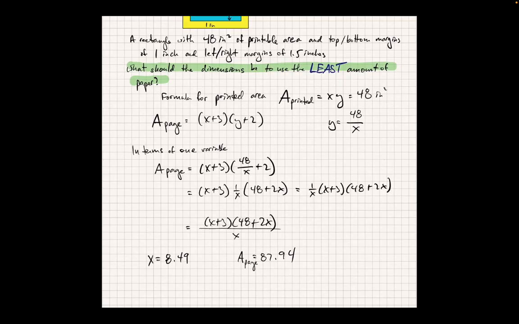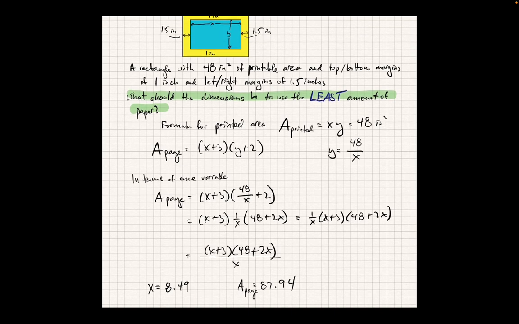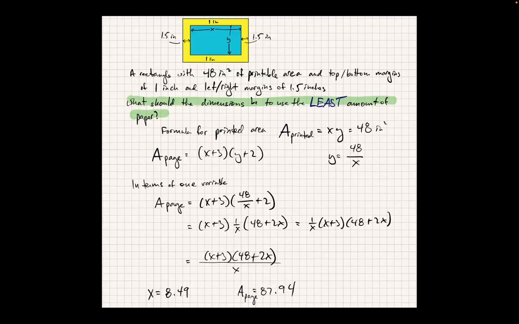What do I have? What does it mean? What do I know? And how do I report it? What we have right now is the length of each side of printed paper that would lead to the least amount of margins, which is x equals 8.49 and y equals 87.94. This is my mistake calling this y before.